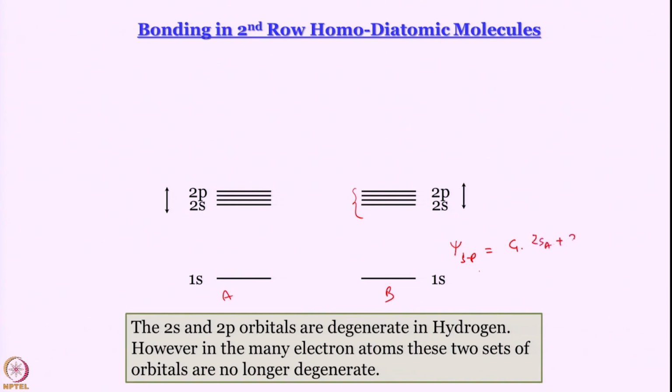2sa plus 2sb, plus C2 multiplied by 2pza plus 2pzb.